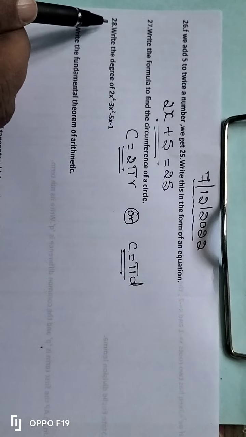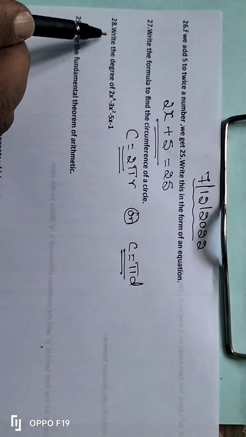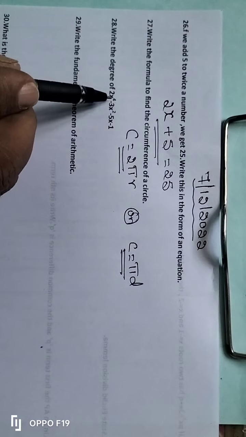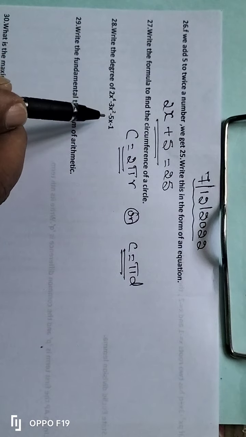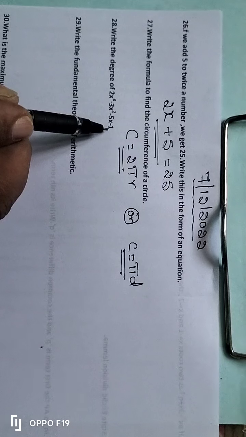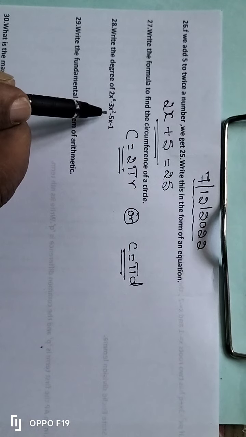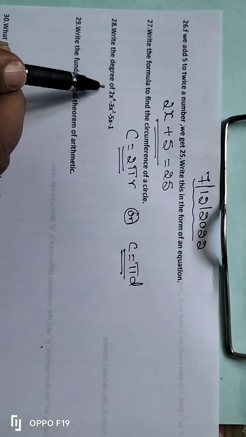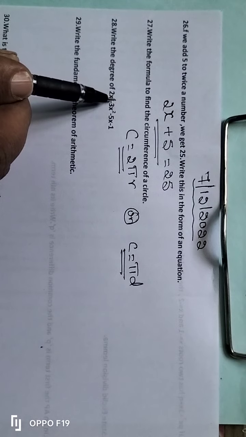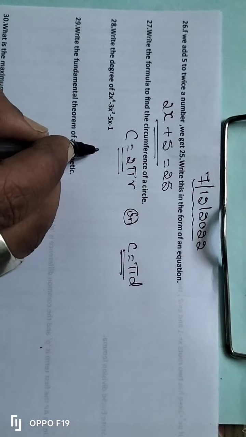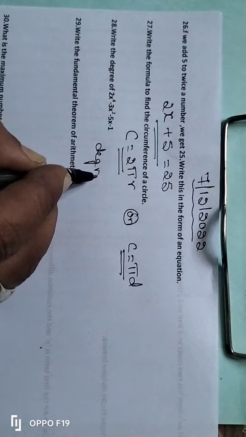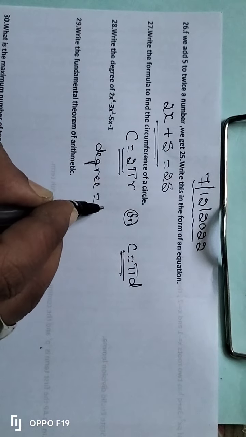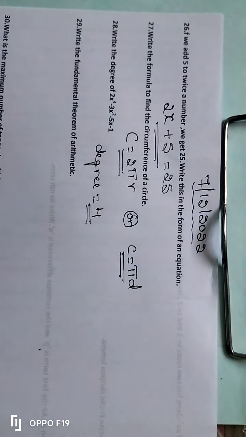Then coming to the 28th question. Write the degree of 2x to the power of 4 minus 3x square minus 5x minus 1. For this one we have to find out the degree. So what will be the degree? You see, for x the highest degree will be 4. Therefore the degree of the given polynomial is equal to 4.